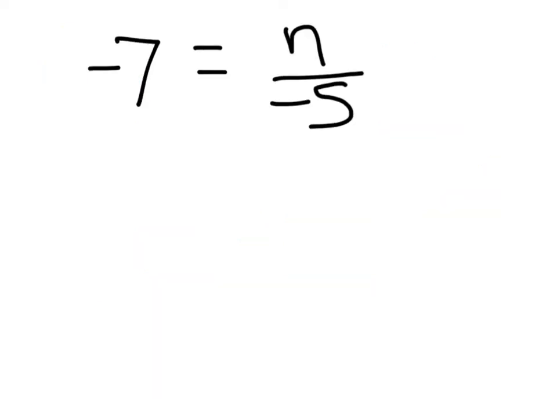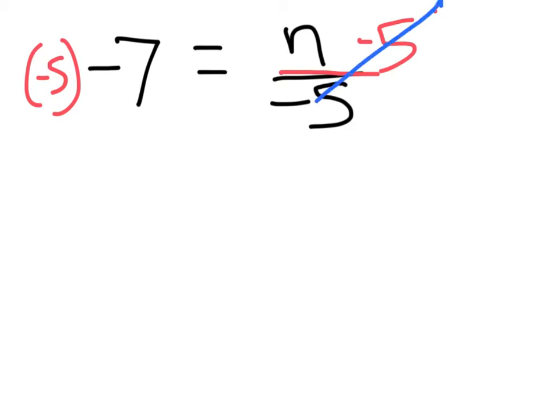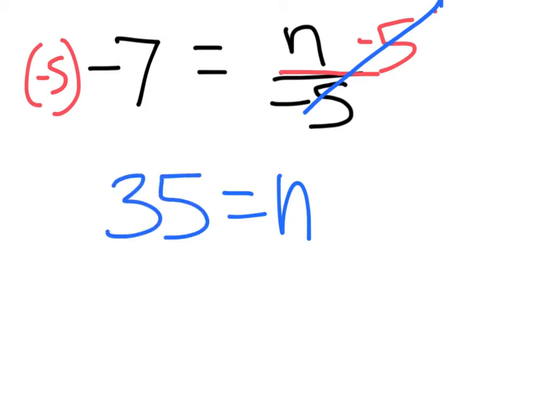Negative 7 equals n divided by negative 5. So like always, we're going to be doing the inverse operation, and the opposite of division right here is multiplication. So we're going to be multiplying both sides by, in this case, negative 5. And I know that when we cancel out, negative 5 divided by negative 5 is 1. So we could write n, or 1n. We'll just keep it n for short. And we're going to multiply negative 5 times negative 7. And that's going to give us 35.